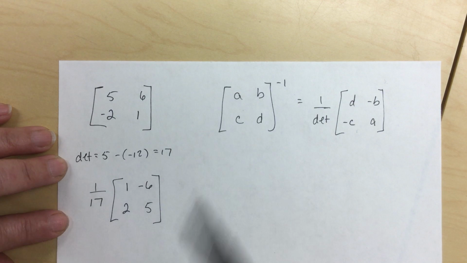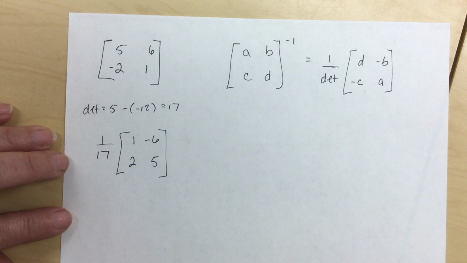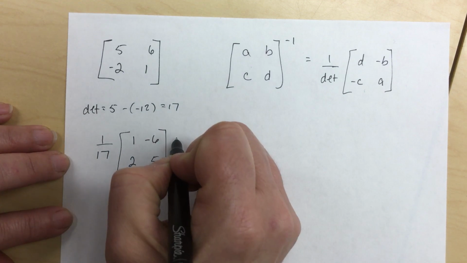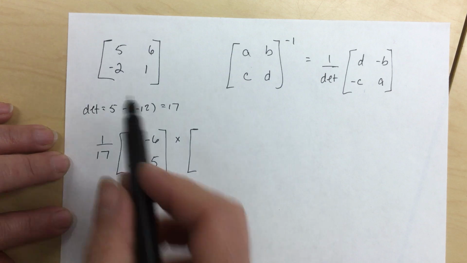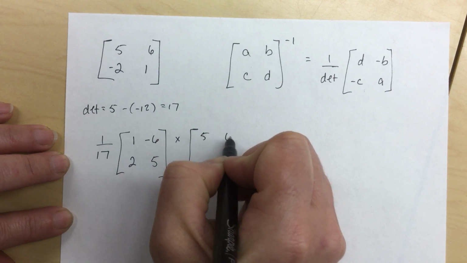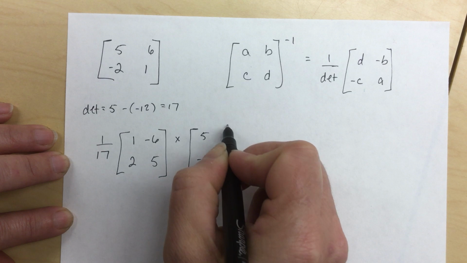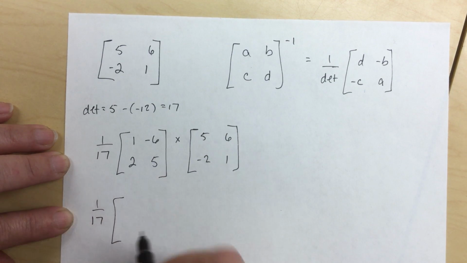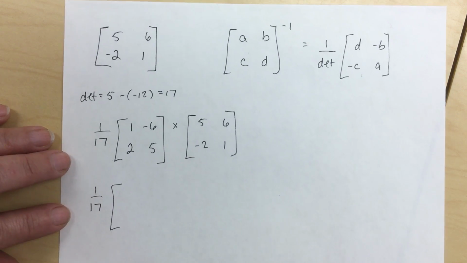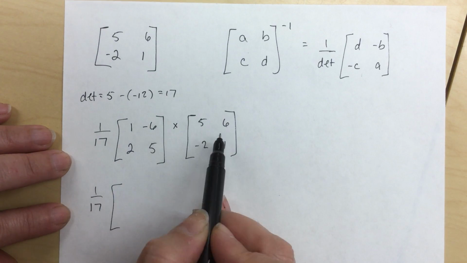Okay? So these two matrices are inverses of each other. So what does that mean, you might ask? Well, let's talk about that. Let's say we multiply this inverse by the original matrix. Let's keep this 1 over 17 out in front. We won't deal with fractions yet. So we're going to multiply this by this.